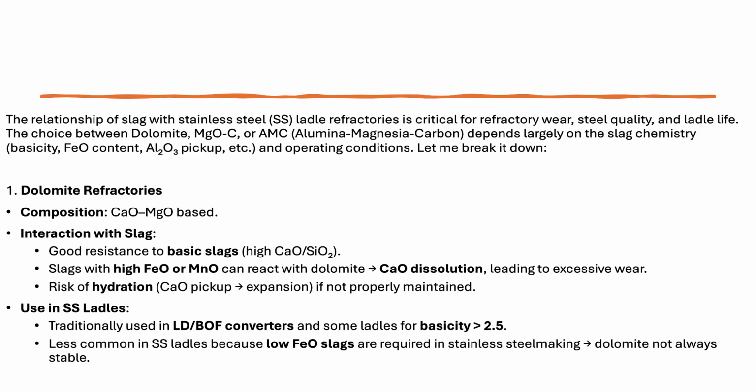Dolomite refractories. Composition: CaO-MgO based. Interaction with slag: good resistance to basic slag, high lime to silica ratio. Slag with high FeO or MnO can react with dolomite, causing calcium oxide dissolution leading to excessive wear. Risk of hydration, calcium oxide pickup, and expansion if not properly maintained. Used in SS ladles, traditionally used in LD or BOF converters and some ladles for basicity more than 2.5. Less common in SS ladles because low FeO slags are required in stainless steel making, and dolomite is not always stable.